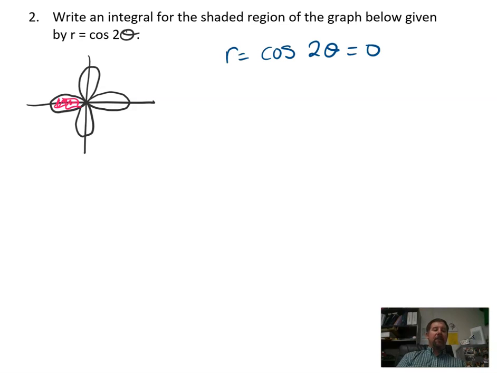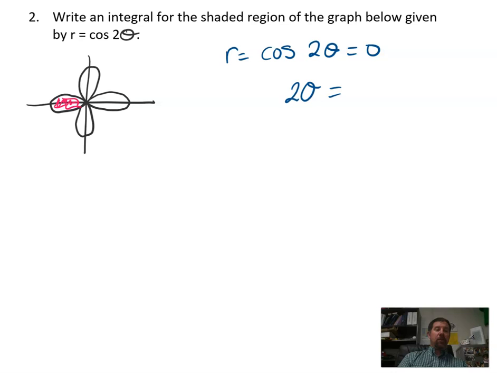So again, to graph this, if we're going to think about graphing it, I'd want to find out where all my r's are 0. Okay, so I said r equals cosine 2 theta equal to 0, and then I'm going to use that to find the important thetas. And then I'm also going to use all the thetas like 0, pi over 2, pi, 3 pi over 2, 2 pi, etc.